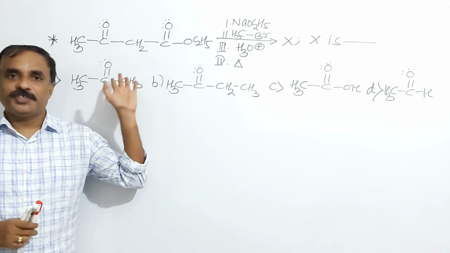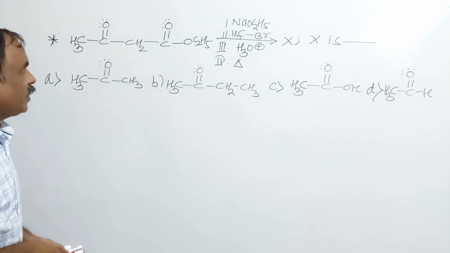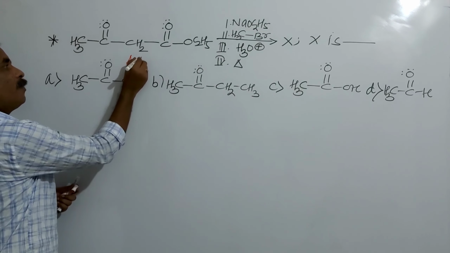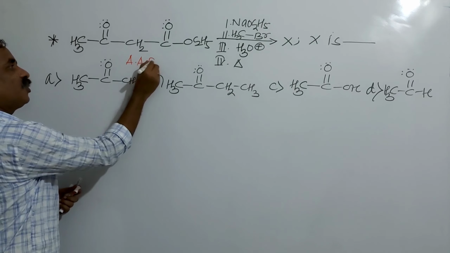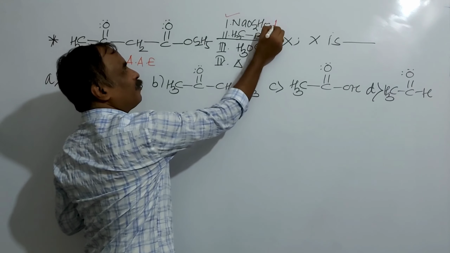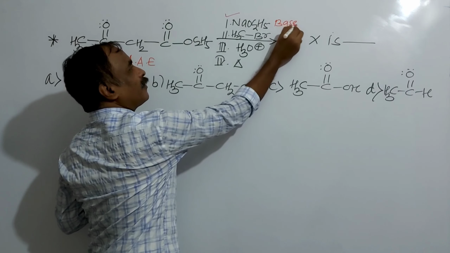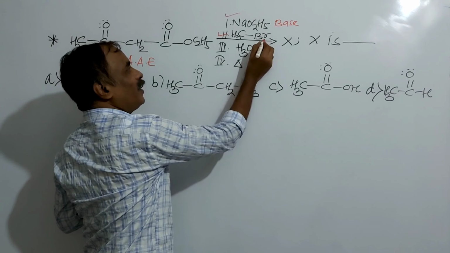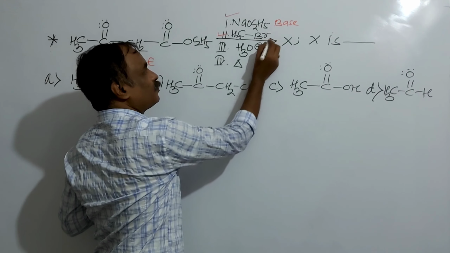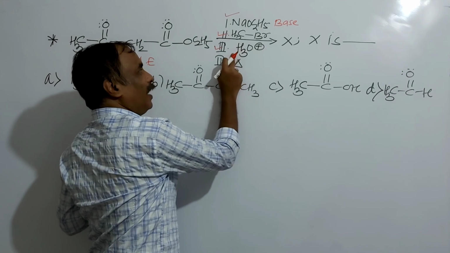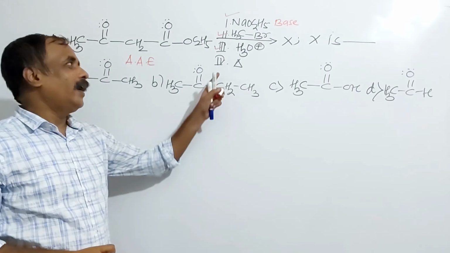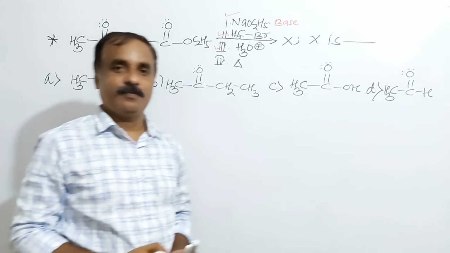Now, in this question, a reaction of acetoacetic ester. The name of this compound is acetoacetic ester. With first, sodium ethoxide, this is a base. Second, methyl bromide, this is an alkylating agent. Third, acid hydrolysis, the meaning of H3O plus is acid hydrolysis. And fourth one is heating.